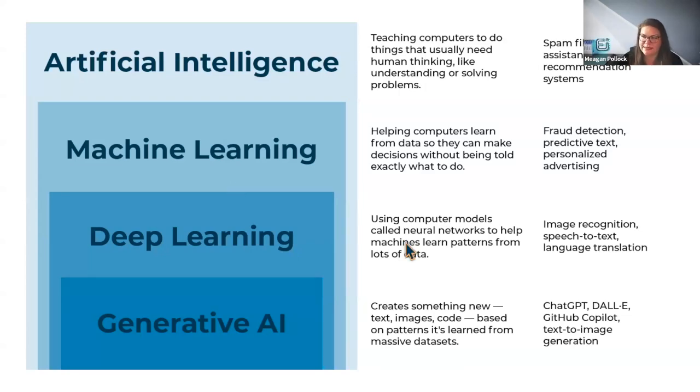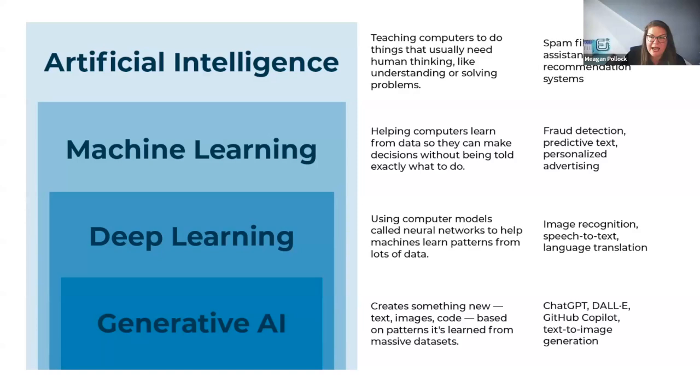So much has improved over the last couple of decades. So the next form of AI is deep learning. Deep learning is a type of machine learning that uses neural networks with many layers to learn from large amounts of data, and it begins to make patterns from those data. This is where we start to see image recognition, the speech to text features, and language translation.